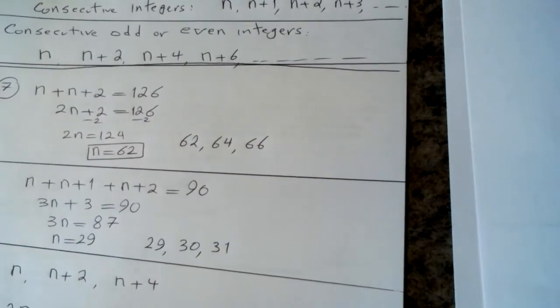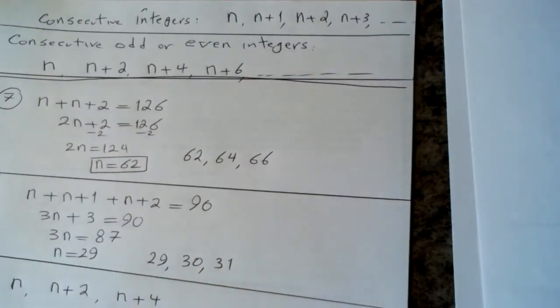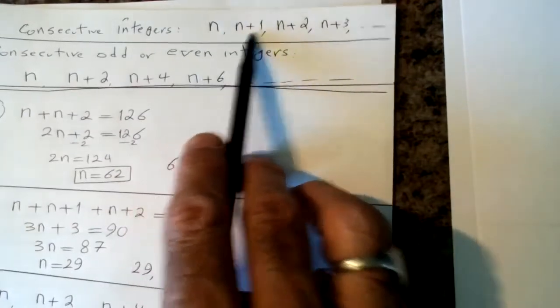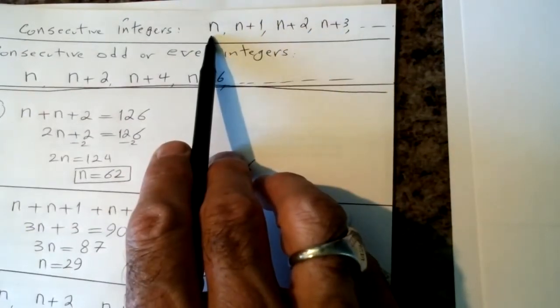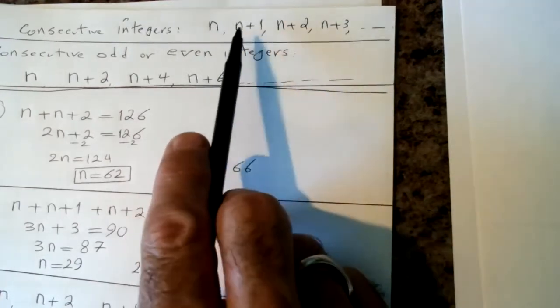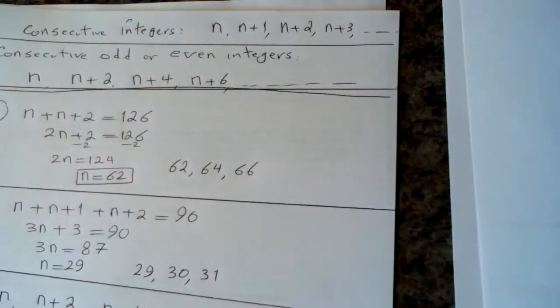There are some definitions for consecutive integers and consecutive odd or even. Consecutive integers are numbers that all follow each other, like here, let's say n is 5. It's 5, 6, 7, 8. Let's say n is 10. It's 10, 11, 12, 13.